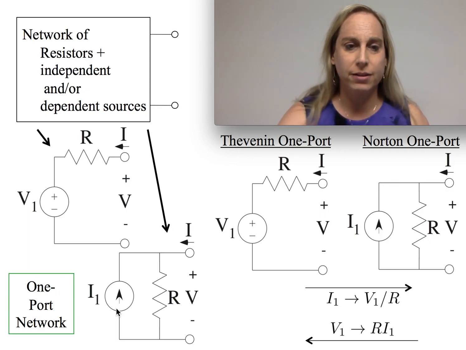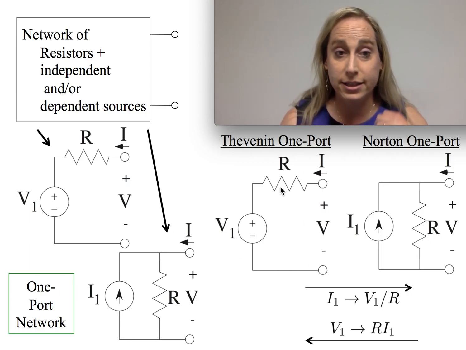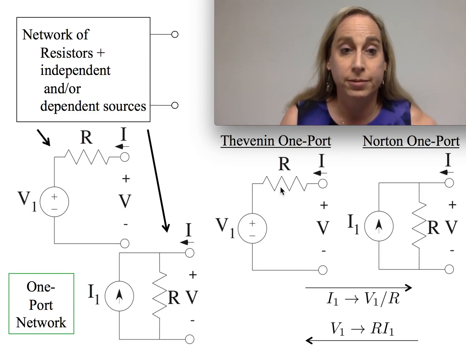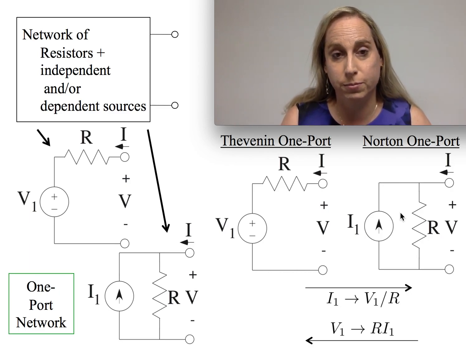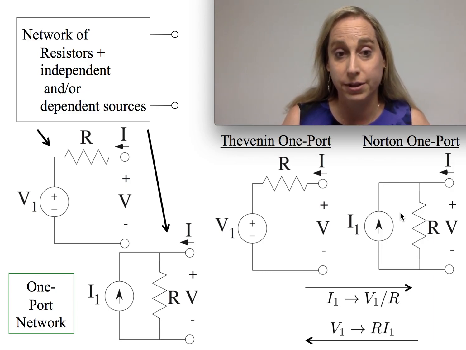It turns out that this element with a voltage source has a name because it is really important. We call this a Thevenin one-port equivalent circuit. We also have the one for the current source. It's called a Norton one-port, named after various individuals who looked through these kinds of ideas a long time ago.